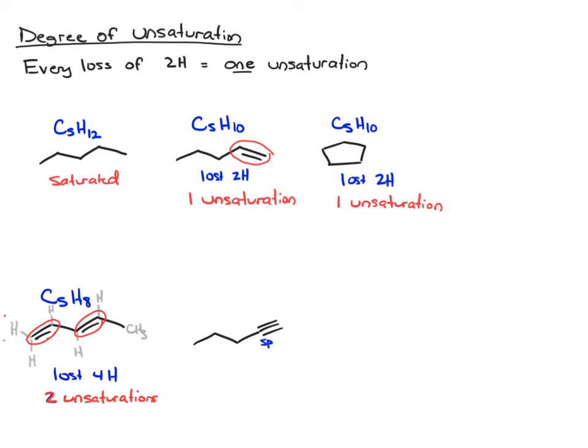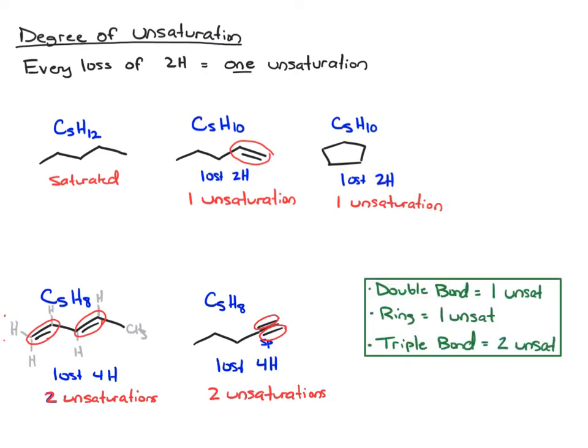When we have the triple bond here, the formula for this structure is C5H8. So again, in comparison to our saturated formula, C5H12, this molecule has lost 4 hydrogen, which means it has 2 unsaturations. Why? Well, the triple bond is 2 pi bonds. So 1 unsaturation from one of the pi bonds, 1 unsaturation from the other pi bond.